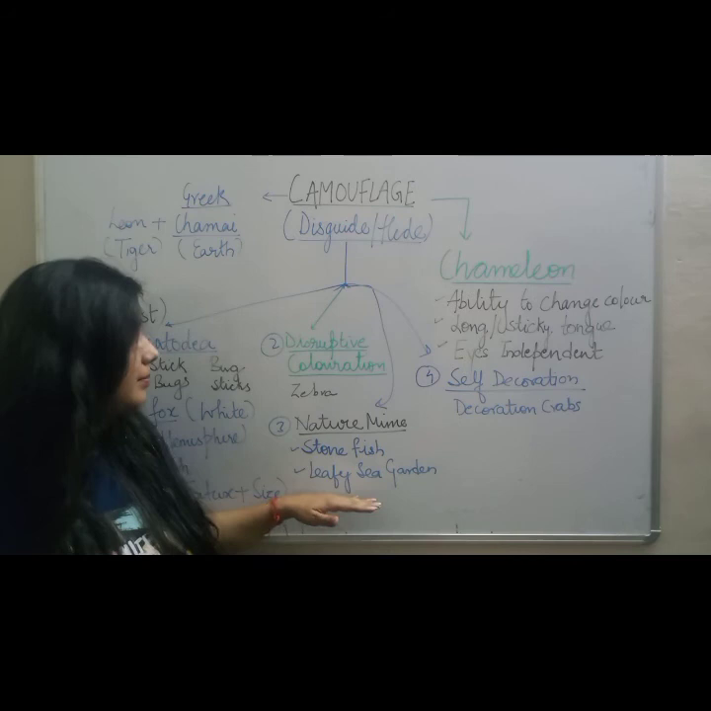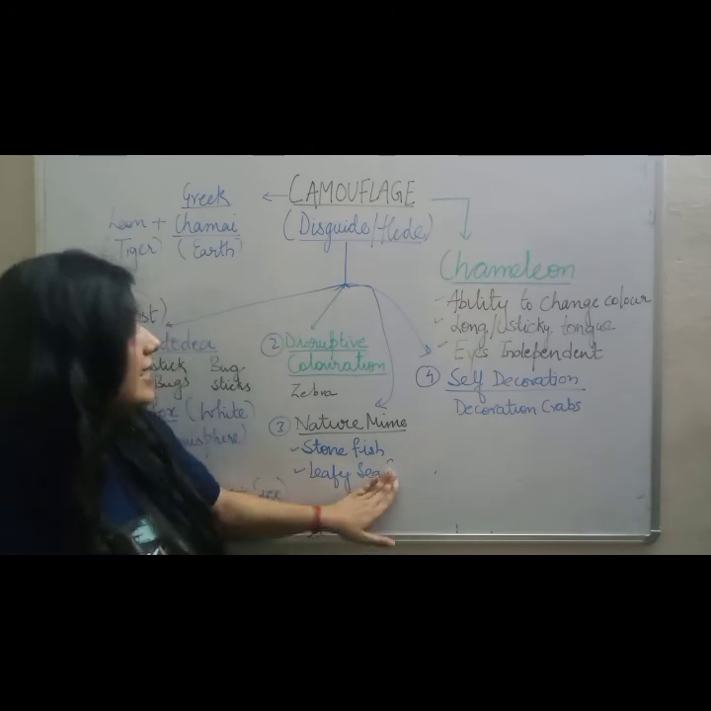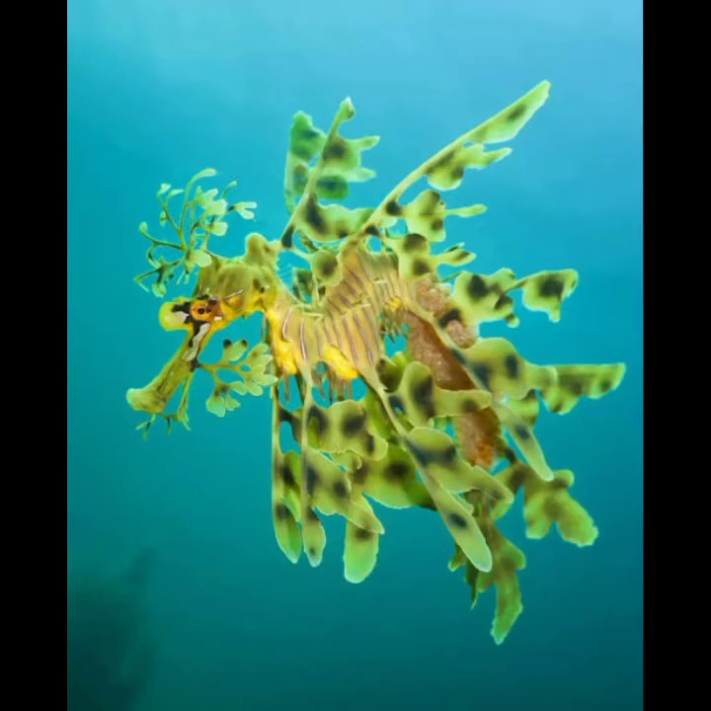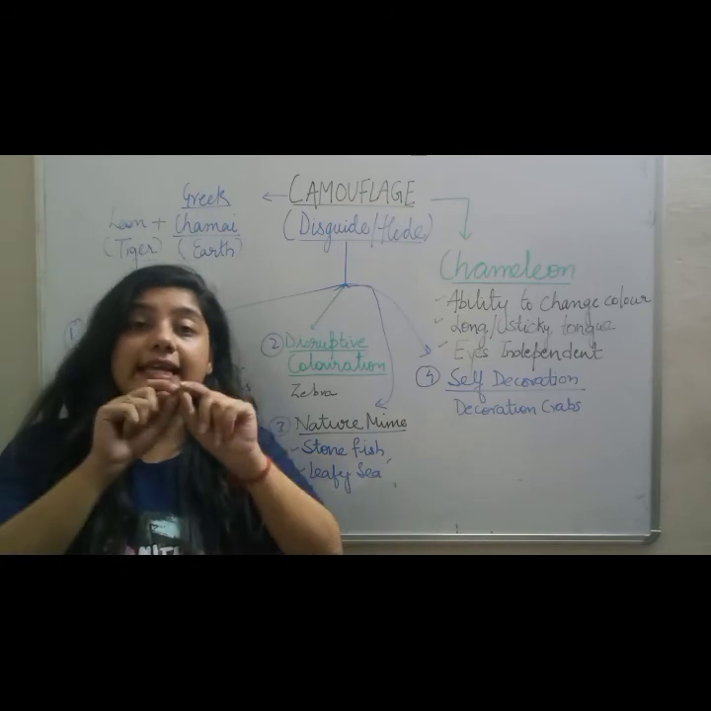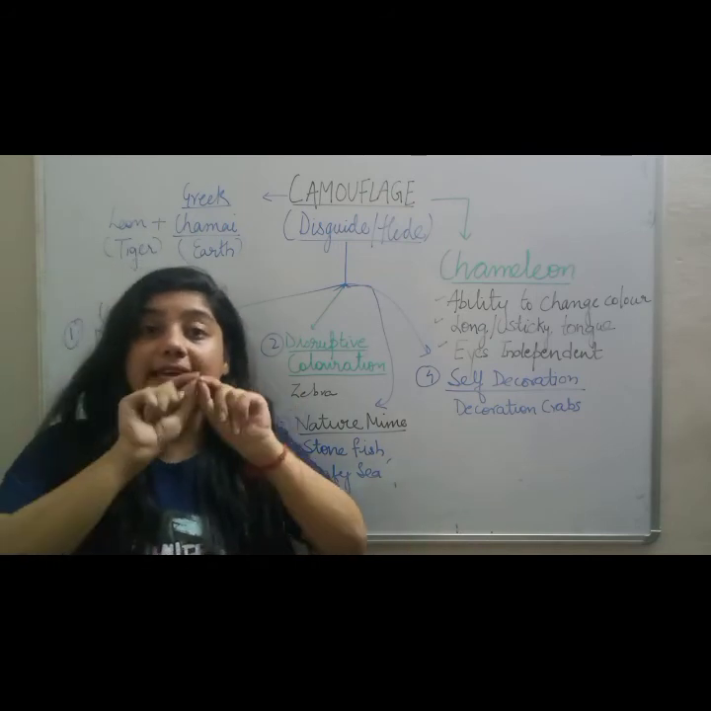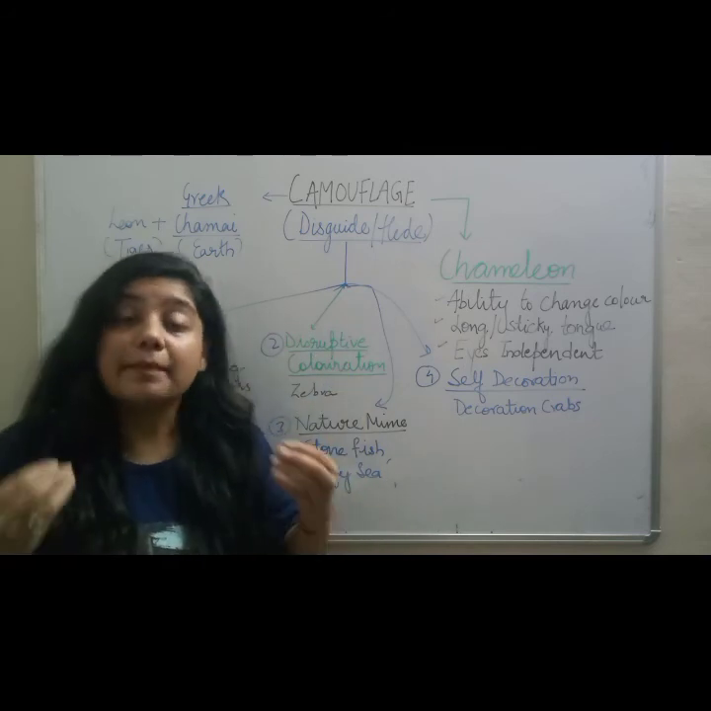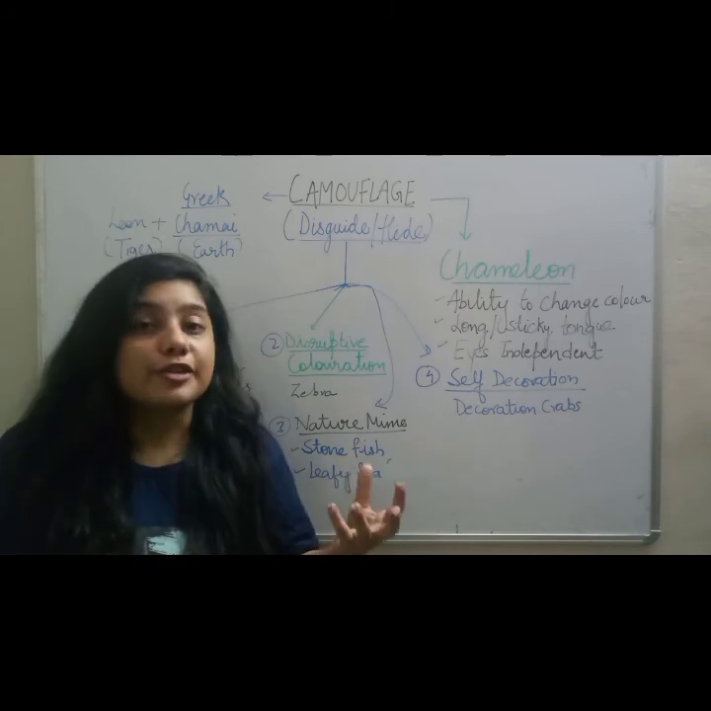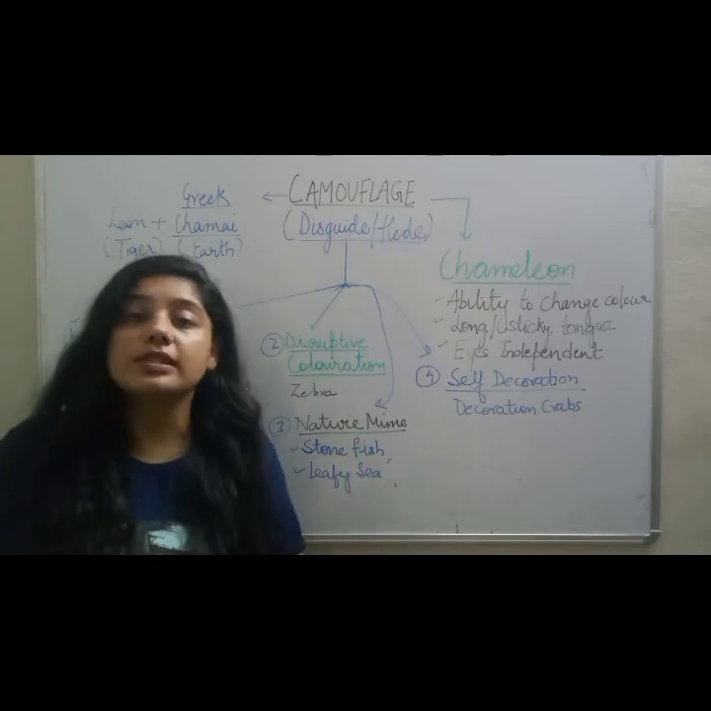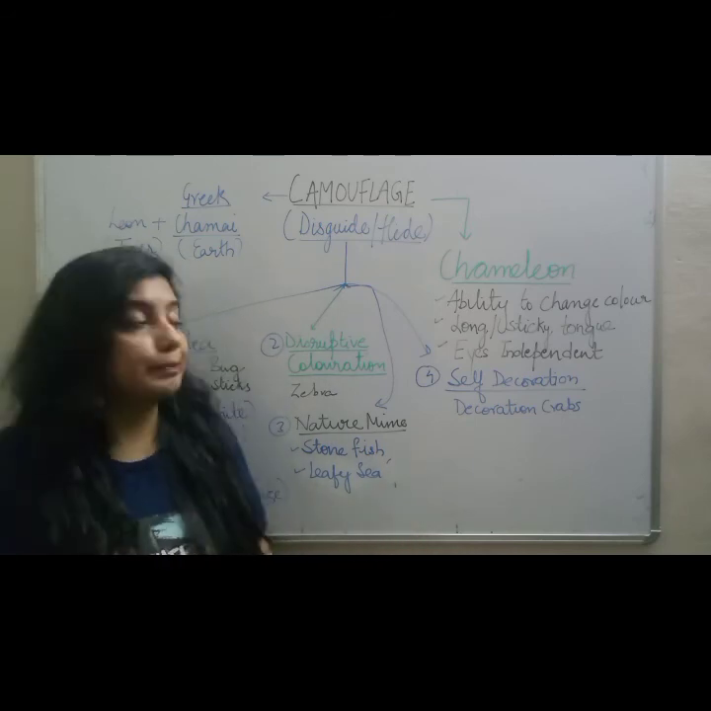The second example is the leafy sea dragon. Not leafy sea garden, I'm sorry, it's dragon. Leafy sea dragon. Now in this leafy sea dragon, what will you see? That it can even extend its body. It can extend its parts and it looks like a sea fish. People cannot understand if it is a dragon or a sea fish. So most of the animals, like starfish, get confused and become prey of this leafy sea dragon.